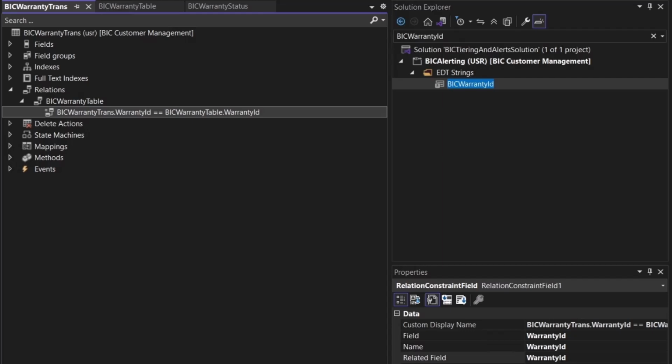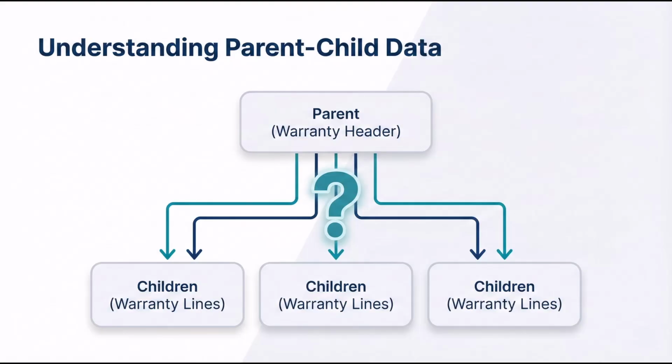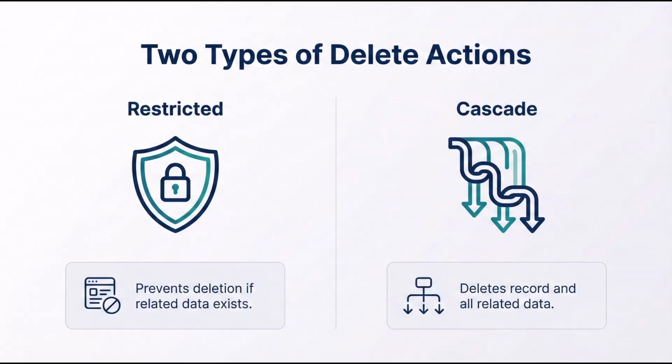We'll proceed with the next phase, which is the Cascade Delete action. But before we configure it, what exactly is a delete action? Simply put, it is a rule that tells the system what to do with child records when a parent record is deleted. But what do we mean by parent and child? In our case, the parent is the warranty header and the children are the warranty lines. So the question is, if a user deletes the header, what happens to the lines? In Dynamics 365, we mainly use two types of delete actions to handle this: restricted and cascade. Let's break down the difference.